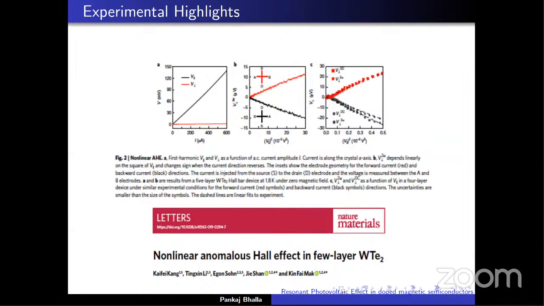So another motivation is the nonlinear anomalous Hall effect. There is also the other paper, again for tungsten telluride, WTe2, where they have also studied V twice omega, that's the second harmonic voltage, against the V square domain. They have also studied the transverse and the longitudinal components here. So that is also experimental motivation to study the nonlinear stuff.